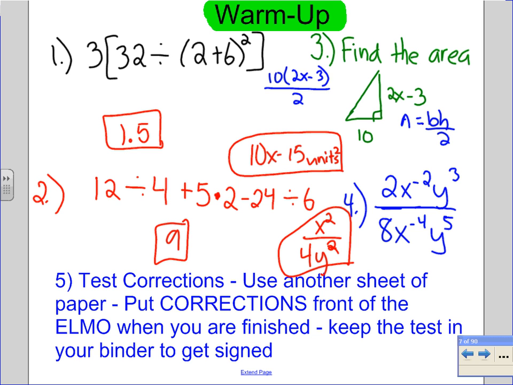So did you distribute first, or did you divide by 2 first? Just so I do it the way you did it. Okay, so 20x minus 30. Okay, so you just didn't distribute. Yeah, make sure you distribute correctly. Okay, anyone else on the warm-up? Justin?